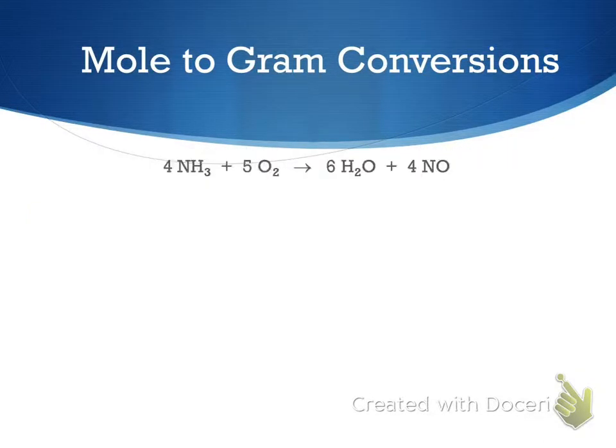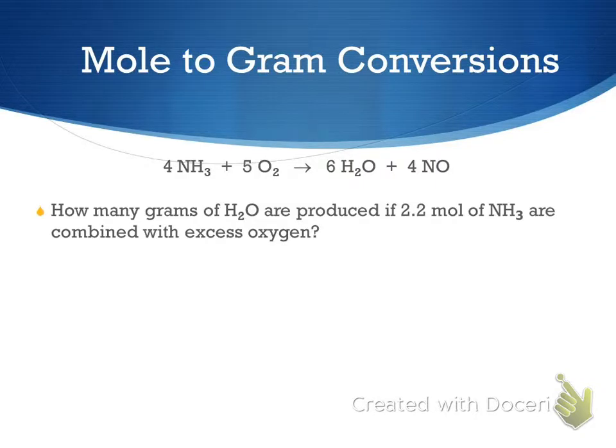Okay. I want you to try this one on your own. How many grams of water are produced if 2.2 moles of NH3 are combined with excess oxygen? That excess oxygen statement doesn't mean a whole lot to you now, and it doesn't need to. You're going from 2.2 moles of ammonia to grams of water.